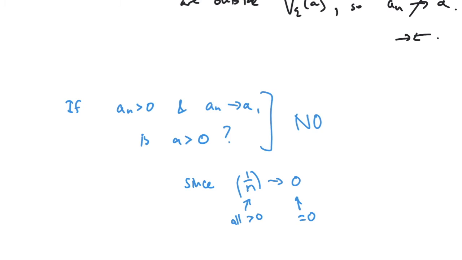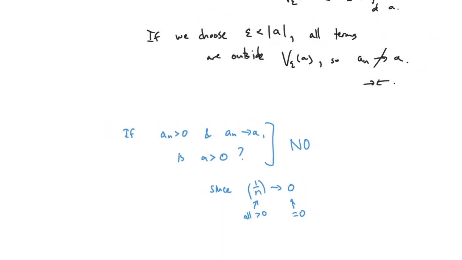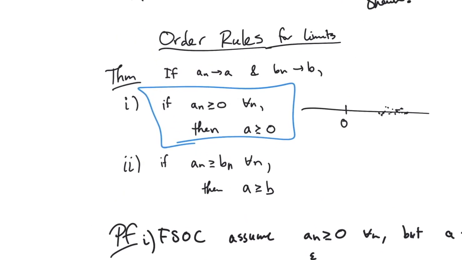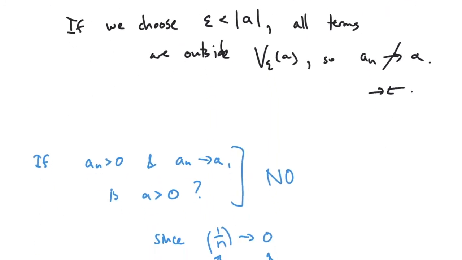Okay, great. We've got 6 minutes left. Let's just talk about the second part of that theorem about order rules for limits. Remember, the first part was if they're all greater or equal to 0, then the limit is greater than or equal to 0. The second part, if a_n is greater than b_n, there's a trick here.